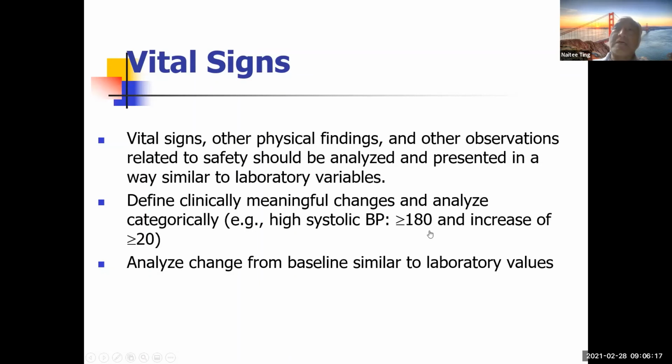And vital signs are like systolic blood pressure, diastolic blood pressure, pulse rate, temperature, body weight. These are some of the vital signs. And that's, again, objective findings. That is not subjective findings. And you can do summary statistics, pretty much like the lab analysis, all right? Vital signs, other physical findings, and other observations related to safety are analyzed and presented in a similar way to lab data. And of course, you can define clinically meaningful changes, using some cut point.